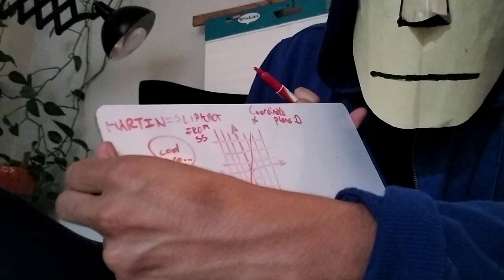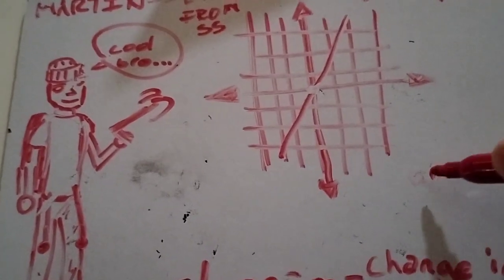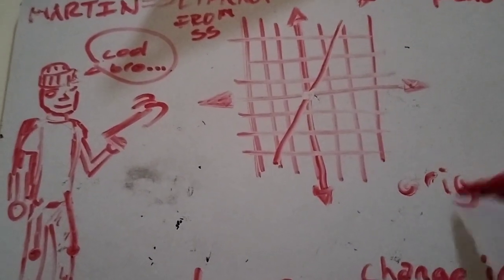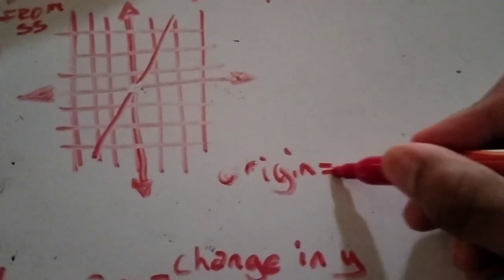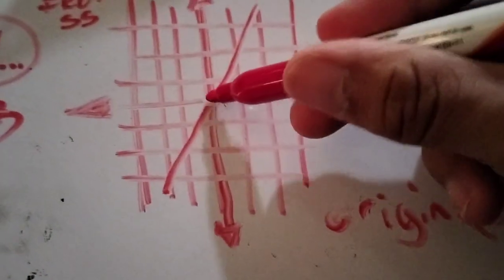So, say we start at the origin. That's what it's called, this little point. Origin equals 0, 0. So it's right here.